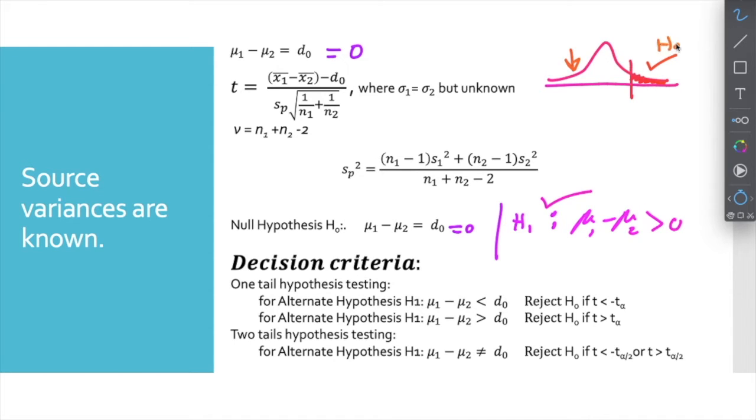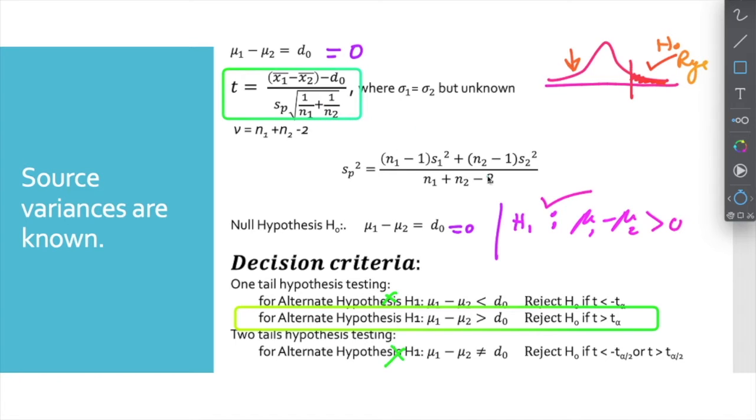So here we will reject H0. We'll apply this alternate hypothesis for one-tail test. We will not apply this one. It will be one-tail hypothesis testing, and the procedure for calculating the t-value will be this one, with the difference of sample means minus the difference of population means upon the variance, calculated that way, and degrees of freedom.